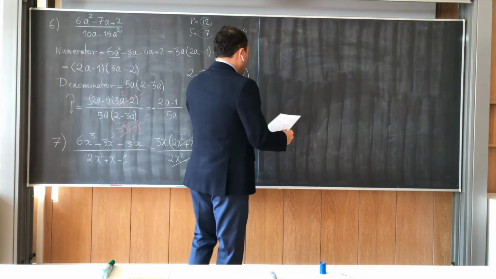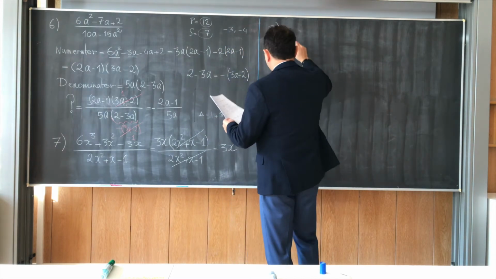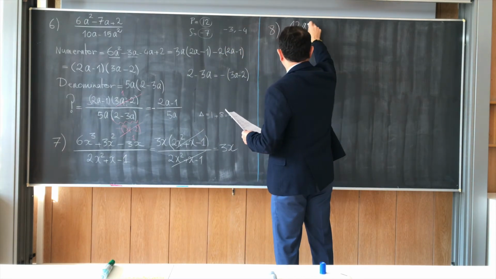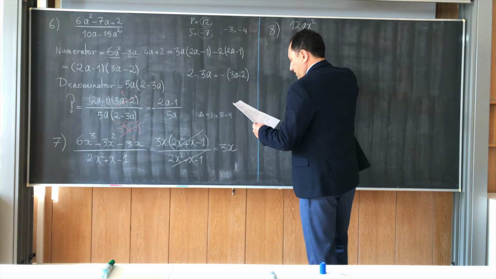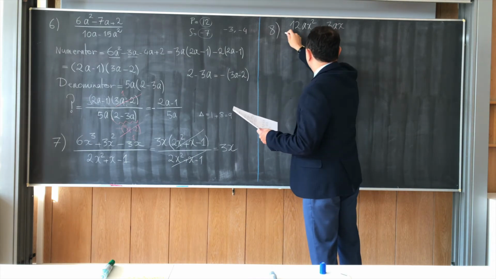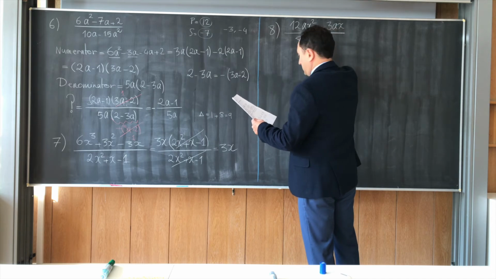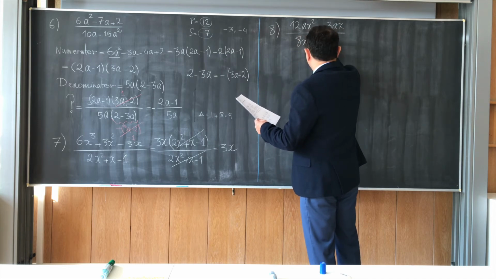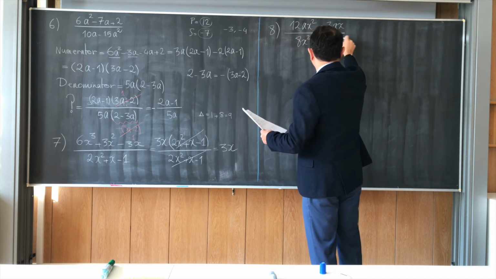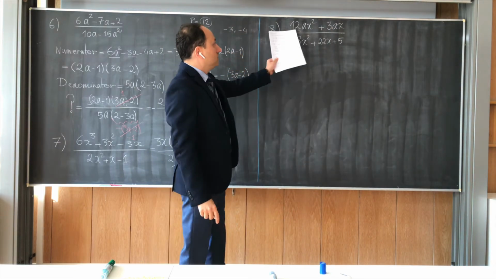Okay, let me go to another one. So number 8, I want to simplify this expression: 12ax squared plus 3ax divided by 8x squared plus 22x plus 5. Yes? Here, the numerator is super simple.